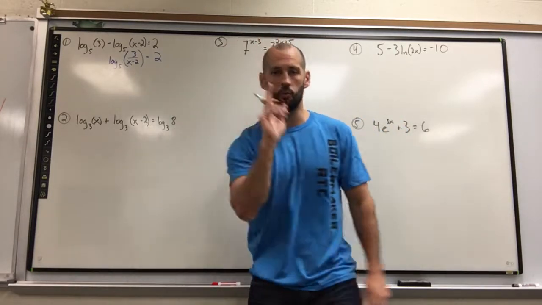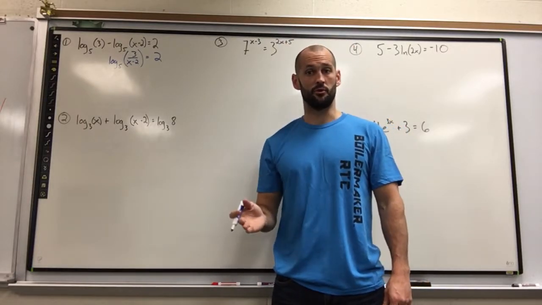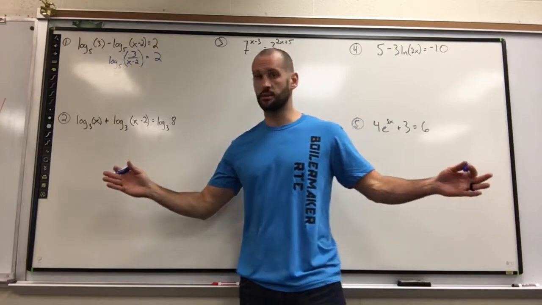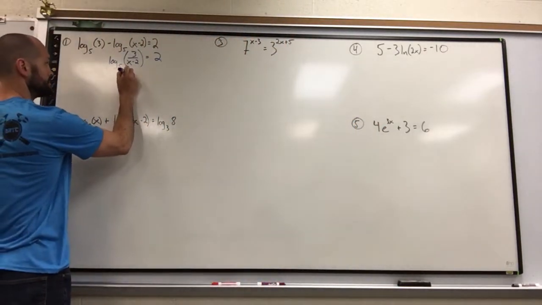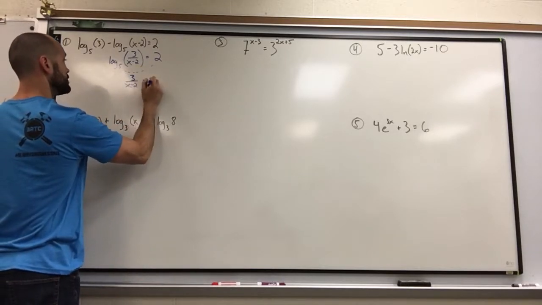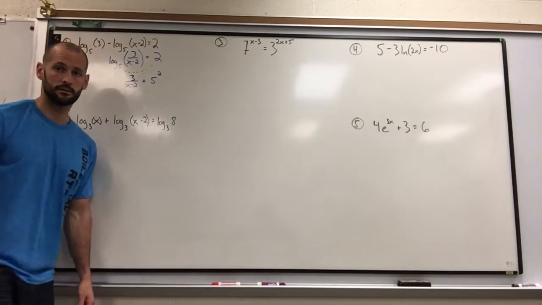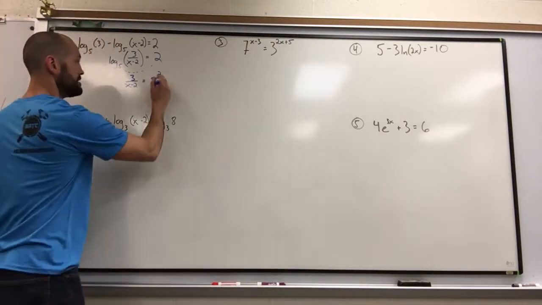So when you have one logarithm, you put it into exponential form. Exponential form, the thing we learned day 1 of logarithms. Remember my song? Do, do, do, do, do, do, do. You get 3 over x minus 2 equals 5 squared. Now it's an algebra 1 problem. 5 squared is just 25.